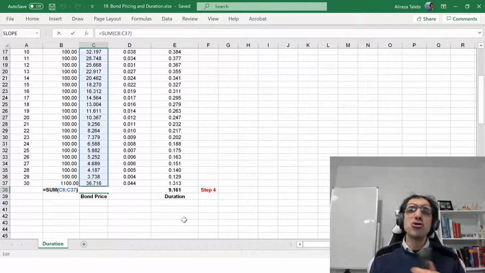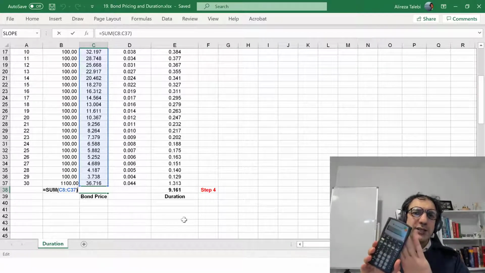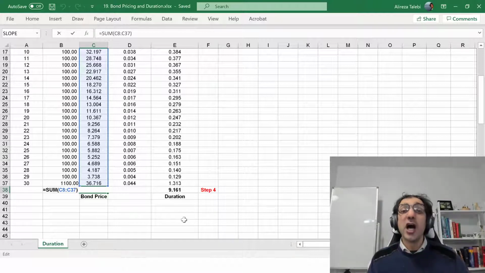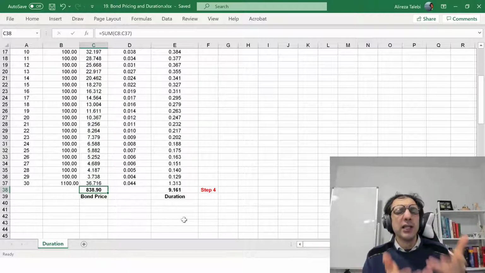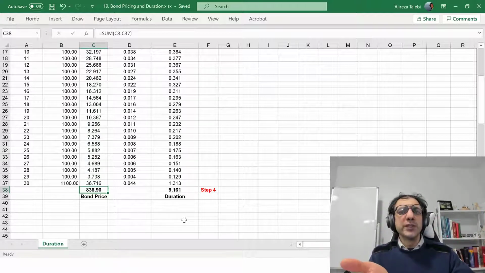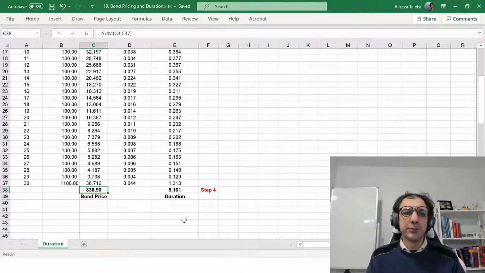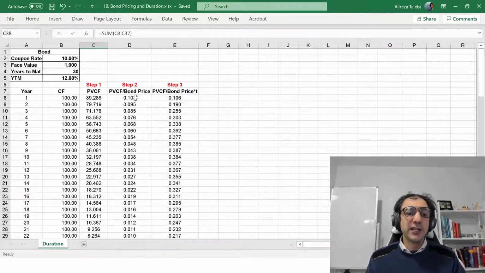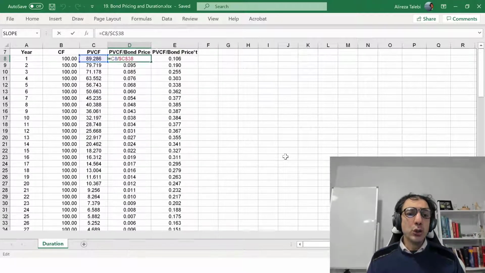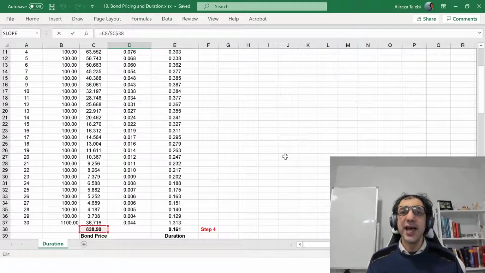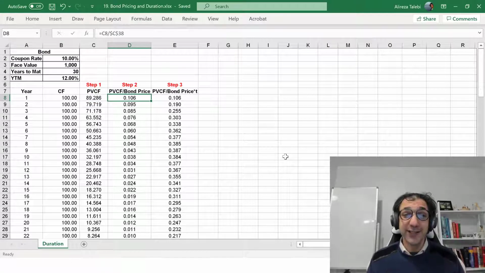Another way is to use your financial calculator. We discussed this in module 6 and we learned how to calculate the bond price using the financial calculator. But since you're using the Excel file, this is already available. Just add all the present values of cash flows and find the bond price. In my case it is almost $839. So as I mentioned, in the second step, just divide the present value of cash flows by the bond price, which in this case is almost $839. So that's the second step.